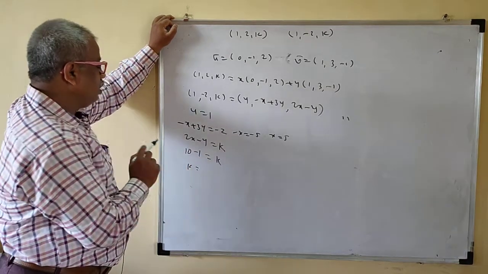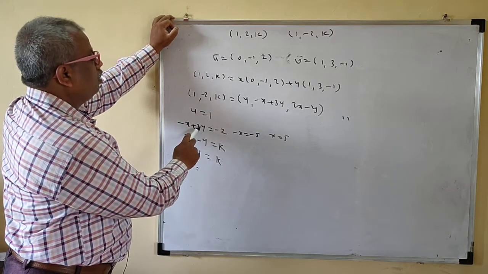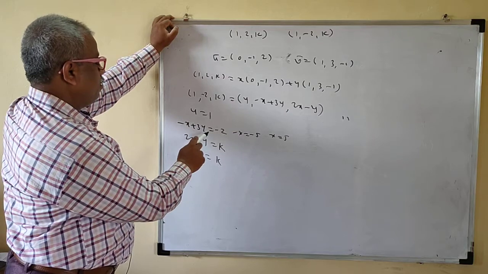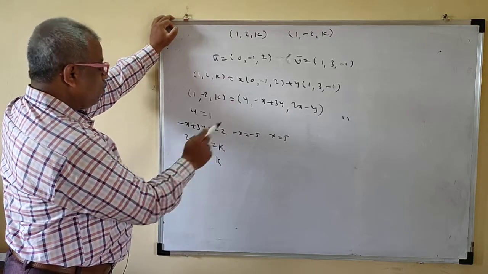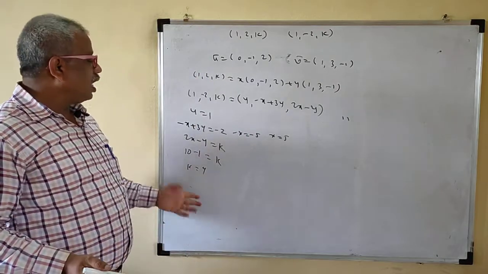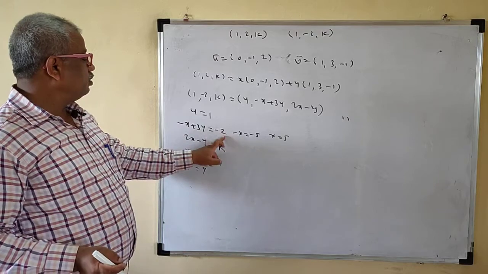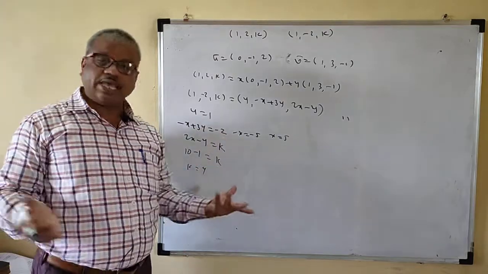So is it correct? Minus x plus 3y. Okay. So k is equal to 9. So k is equal to 9 will be your answer. So minus 2 is there. Okay. So your k is equal to 9 is the answer.